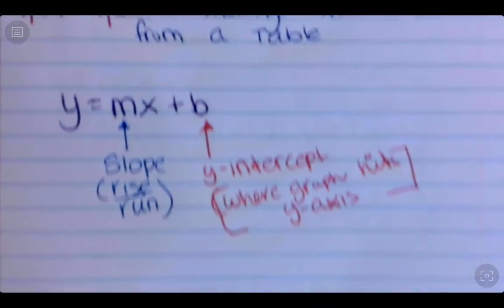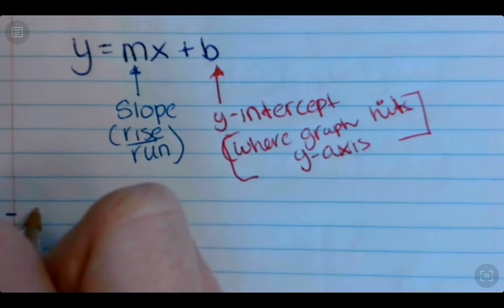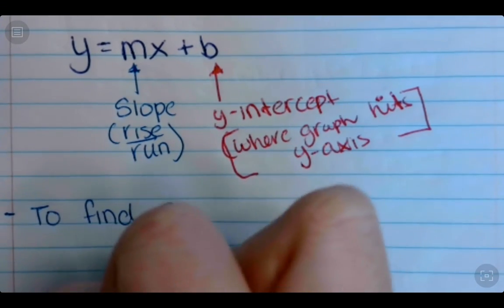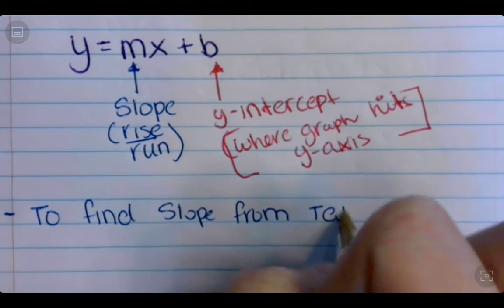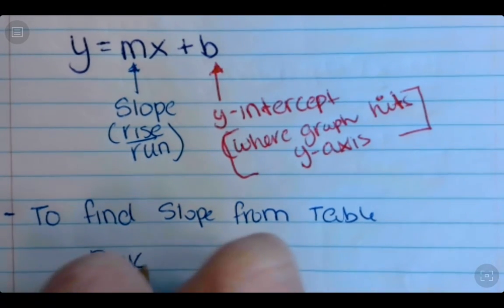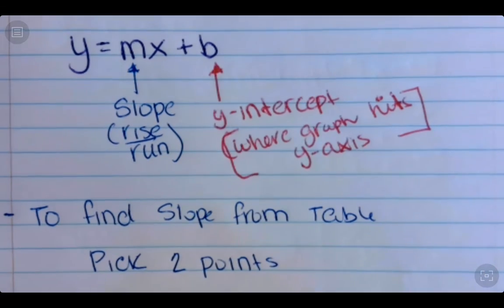So now let's actually look at what I'm talking about. Let's figure out how we do this. All right? So if you are given a table to find slope from a table, here's what you're going to do. Pick 2 points. Doesn't matter which 2, just pick 2 of them.